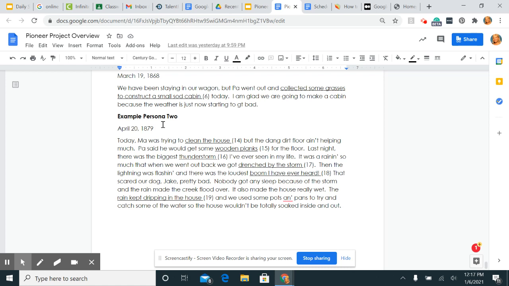Nobody got any sleep because the storm and the rain made the creek flood over. It also made the house really wet. The rain kept dripping in the house, and we had to use some pots and pans to try to catch some of the water so the house wouldn't be totally soaked inside and out.